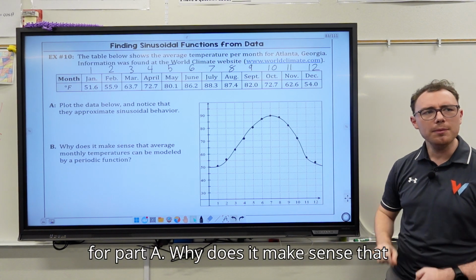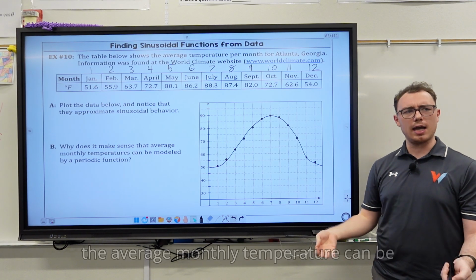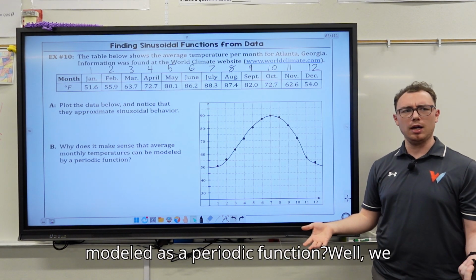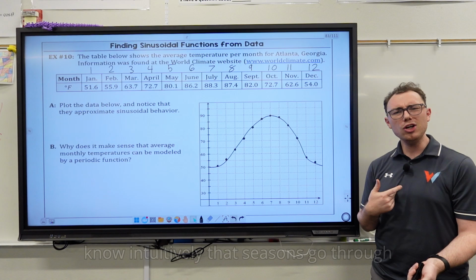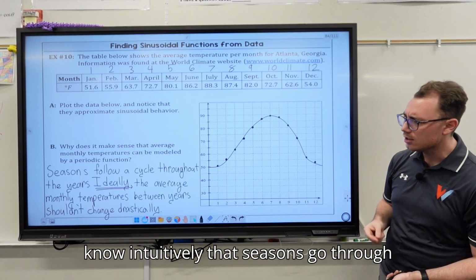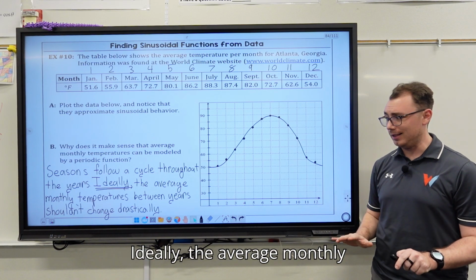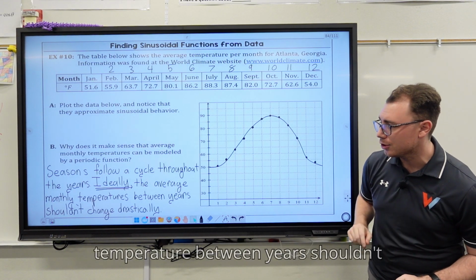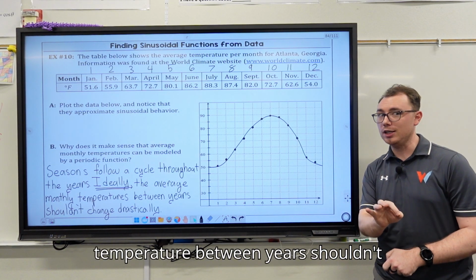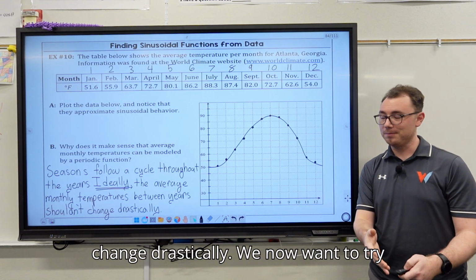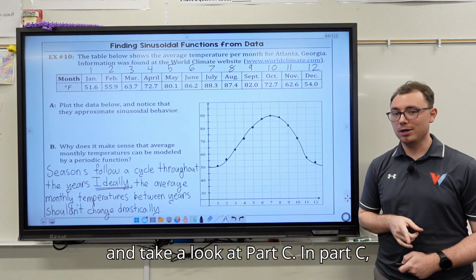And now for part B, why does it make sense that the average monthly temperature can be modeled as a periodic function? Well, we know intuitively that seasons follow a cycle throughout a year. Ideally, the average monthly temperature between years shouldn't change drastically. We now want to try and take a look at part C.